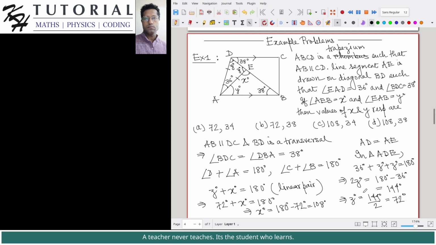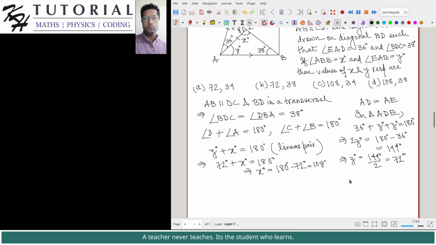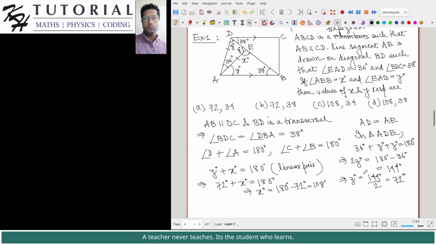Now we need to find what is y. So x is 108 degree. We need to find y.